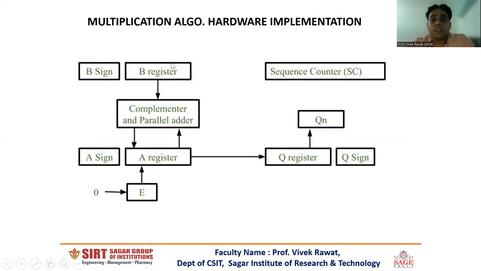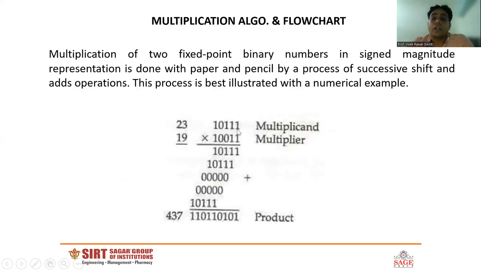In this diagram, you can see the B register. B register means buffer register. Here you can see the B register, here the A register, and here the Q register. So in this multiplication algorithm, how can you save the digits, and how does the ALU decide which number goes to which register? Here you can see the number 23.